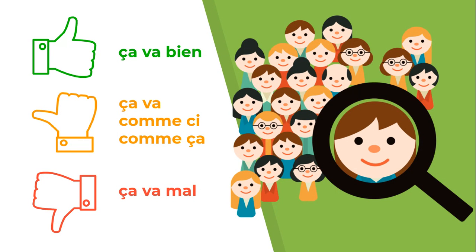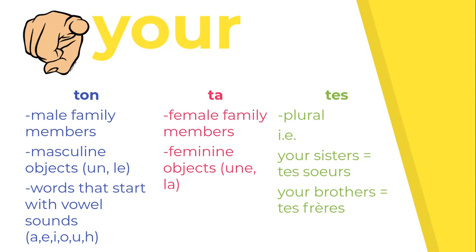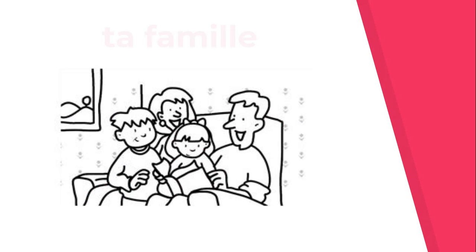Okay, hopefully we saw all those different my's. Alors, yesterday we also saw your. Again, there are 3 ways to say your in French: ton, ta, and tes. Ton is for our male family members and masculine objects. Ta is for our female family members and feminine objects. And tes is for anything plural. So let's give it a go.